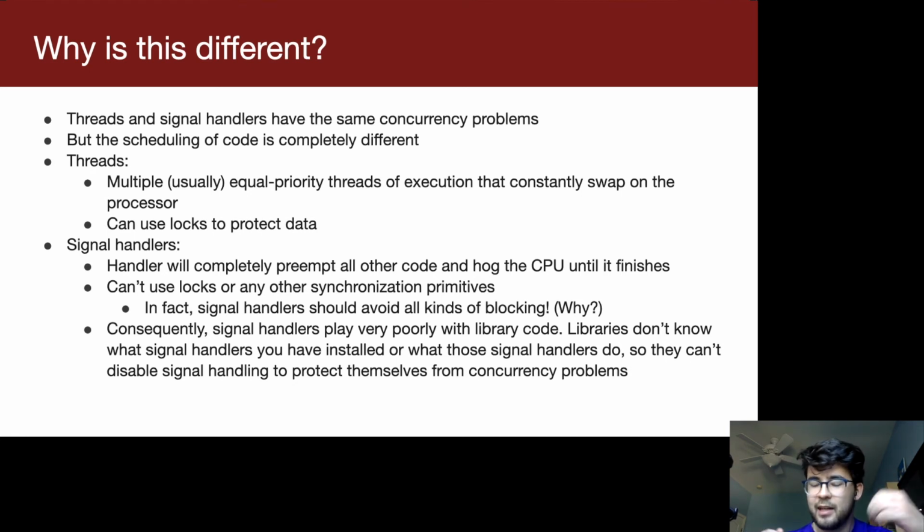Even if they did, it would be pretty bad if libraries just started arbitrarily disabling your signal handlers, because you would have arbitrary behavior that would be very hard to debug. So libraries can't disable signal handling to protect themselves from concurrency problems. And if you use libraries with signal handlers, you will end up dealing with issues like this. In your signal handler, you should only touch code that you can control or call library functions that have been marked explicitly as safe to call from signal handlers.